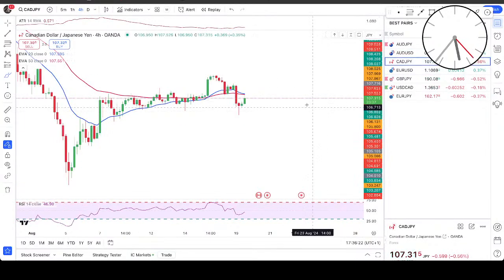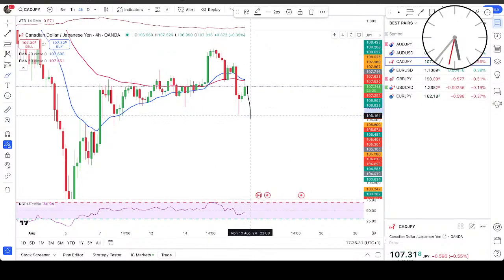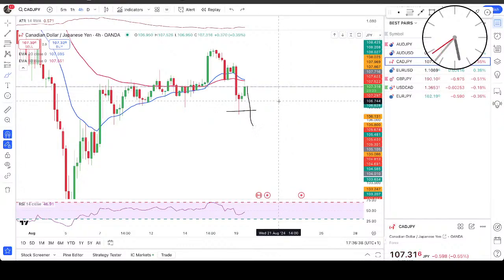Then we have CAD JPY, just looking for bearish trades for this one. We have recently broken below the 50 EMA, so I'm not taking any trades until we get some good momentum below this low, and then bearish trades for CAD JPY.